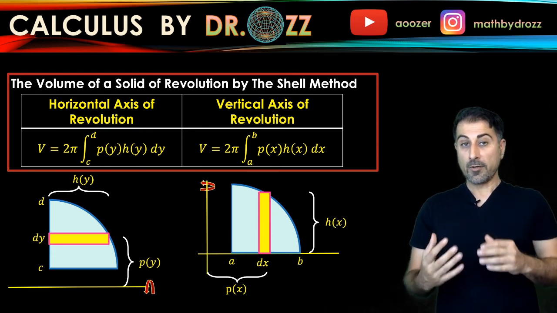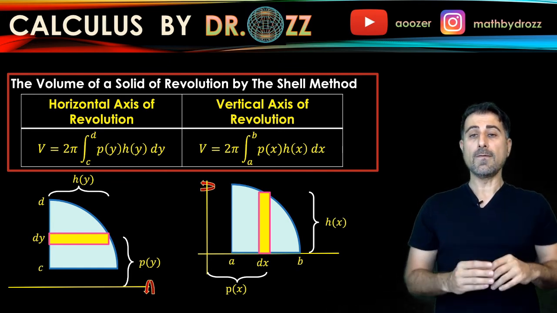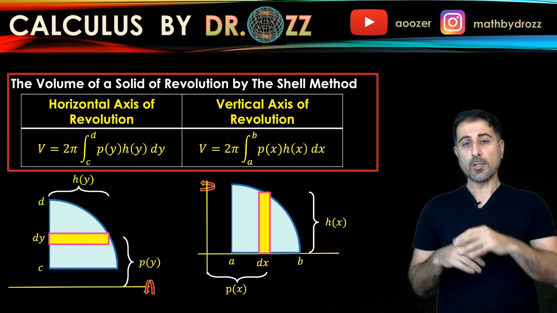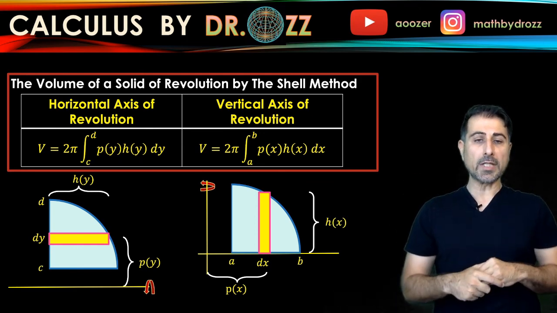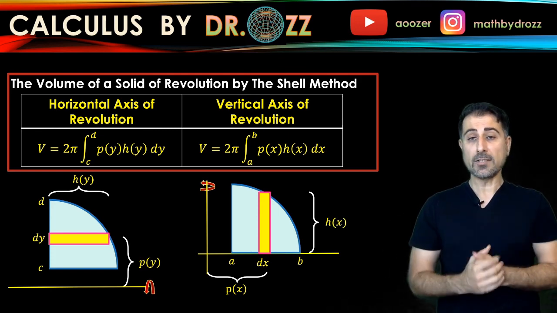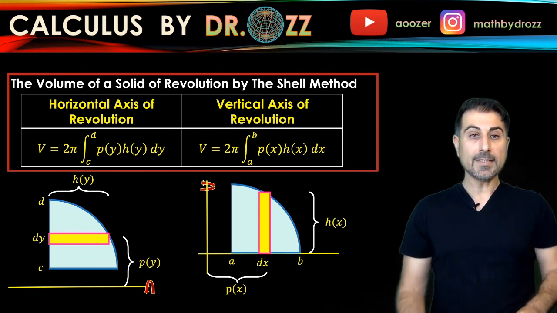All right, let's see what kind of volume integral pops up in our case. We're going to determine p, h, c, and d accordingly, and evaluate the final integral representing the volume of that three-dimensional object I showed you in the beginning. All right, let's get started.